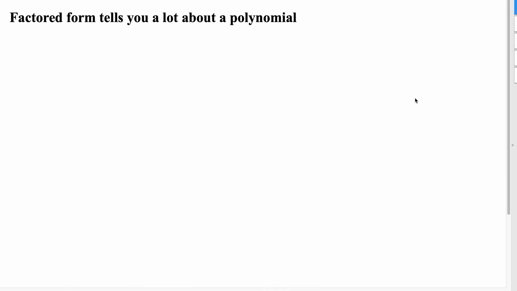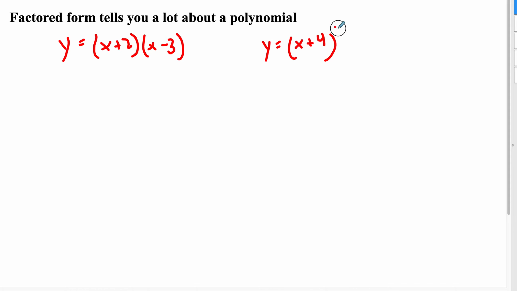So, factored form tells you a lot about a polynomial. Meaning, if I gave you a polynomial of the form y equals x plus 2 times x minus 3, you should recognize that as a quadratic, and that there are two roots. One root, or 0, is -2, and the other root, or 0, is +3. Versus another quadratic like x plus 4 quantity squared, which is still a quadratic, because in reality that's what this is a shortcut for. It means that it only has one 0, -4, but it's being repeated twice.